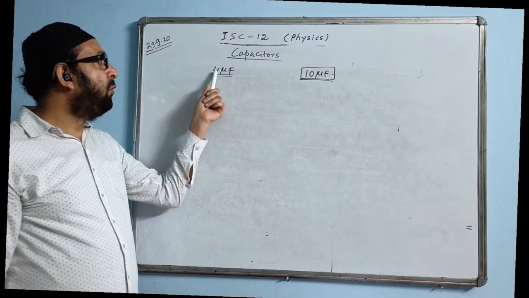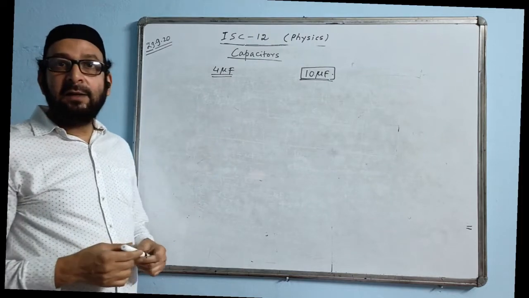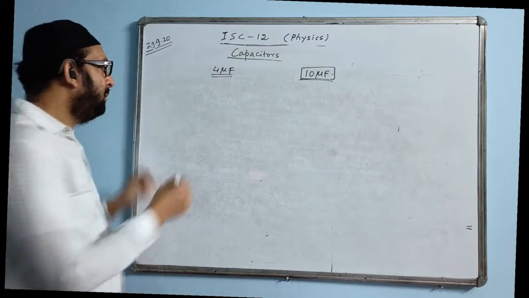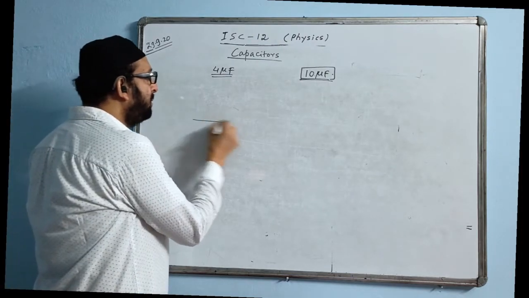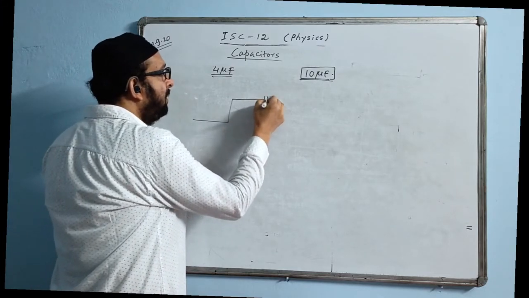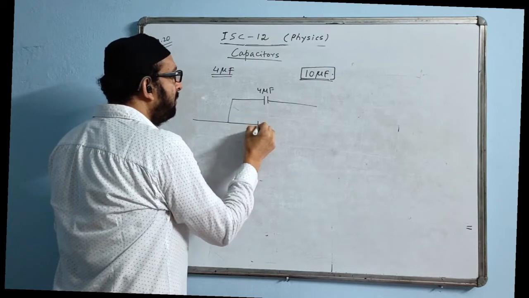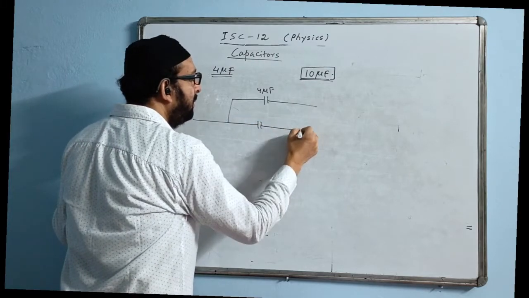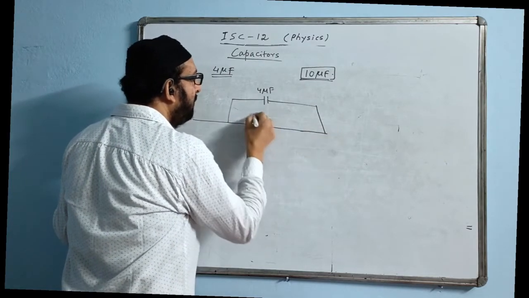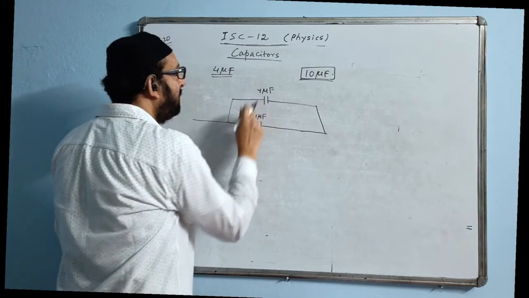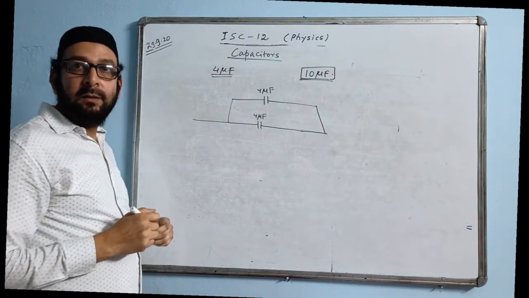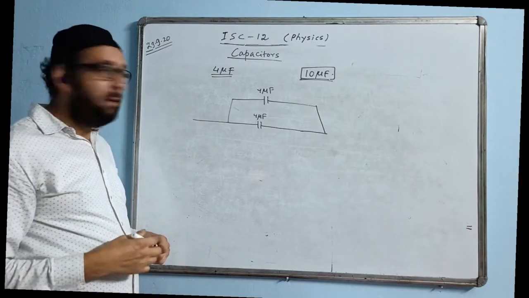We are adding 4 and 4, and addition takes place only in parallel, so first we will draw the diagram in parallel, like this. This is 4 microfarad. Put another one also 4 microfarad. These two are in parallel, 4 microfarad each. 4 plus 4 becomes 8 because in parallel we are adding.